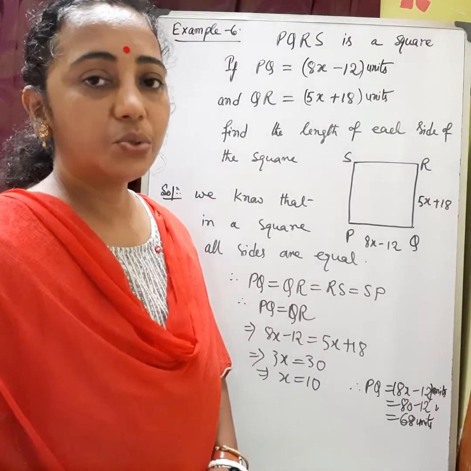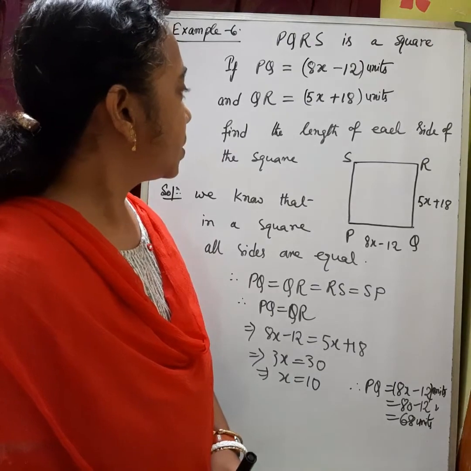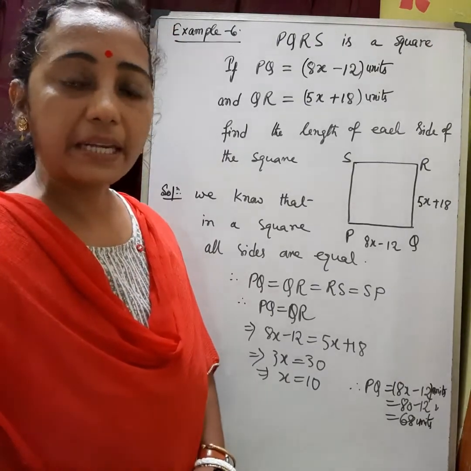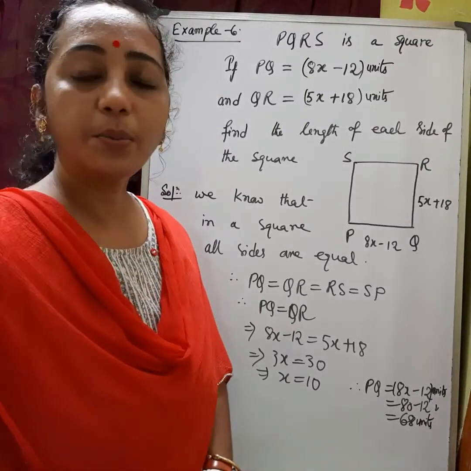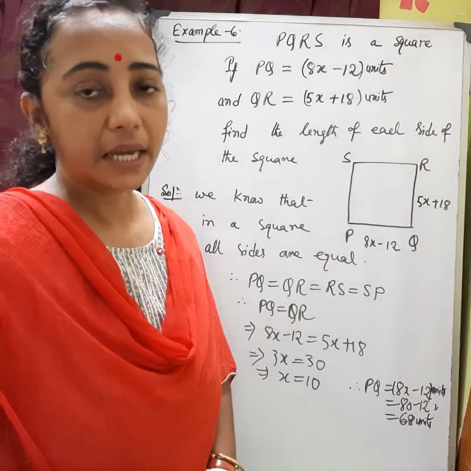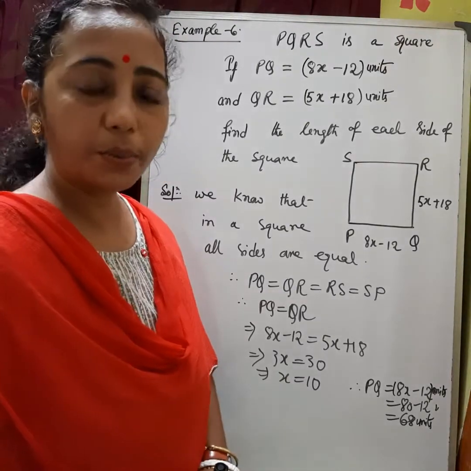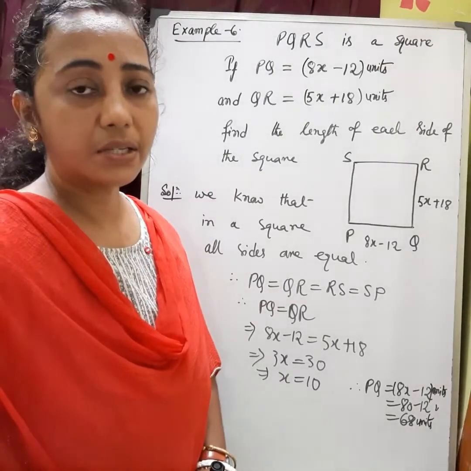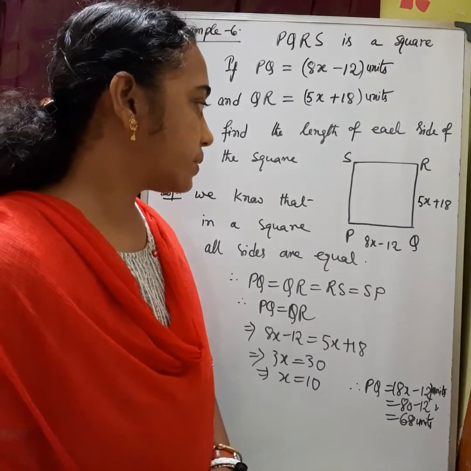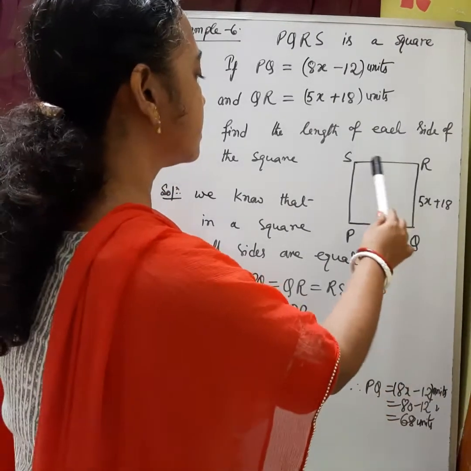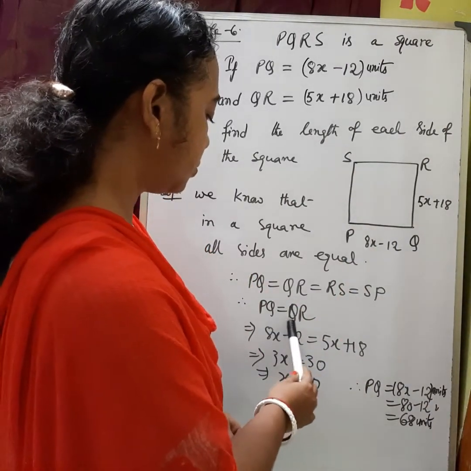Now, let us do another example. PQRS is a square. If PQ is equal to (8x minus 12) units and QR is equal to (5x plus 18) units, then find the length of each side of the square. We know that in a square all sides are equal. So from the figure we can say PQ is equal to QR is equal to RS is equal to SP. So from this relation we can take only PQ is equal to QR.